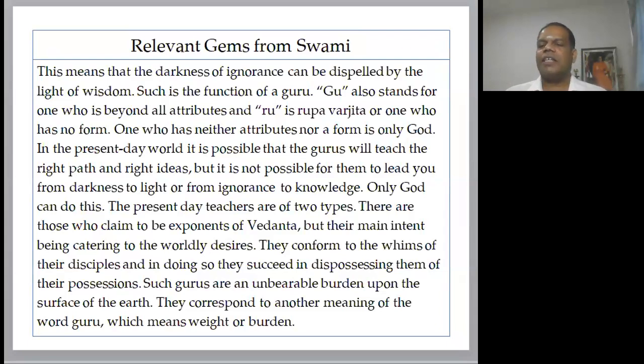One type of gurus, they are interested in making as much money as possible. So what they will say is, they will tell the disciples, whatever you're doing is okay. You can cater to the worldly desires. Though they say that they are expounding the Vedanta, they let the devotees be complacent and think their life is good. They earn as much money and share some with me also. So that type of guru is a burden for the world. That's what Swami is saying. That guru is a burden. That is the first type of guru.